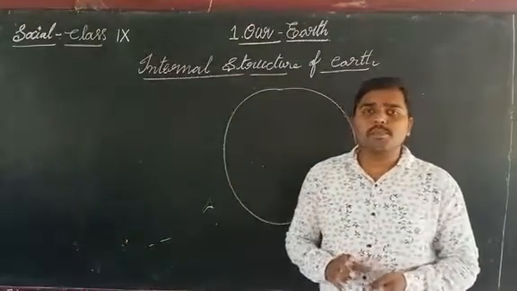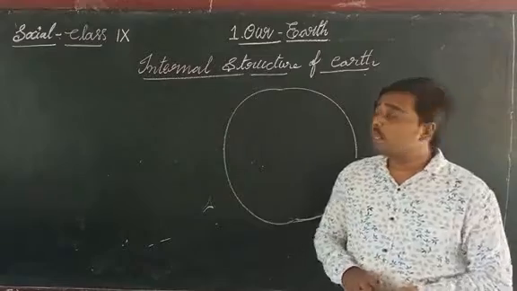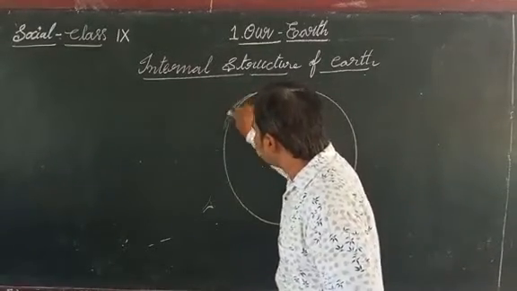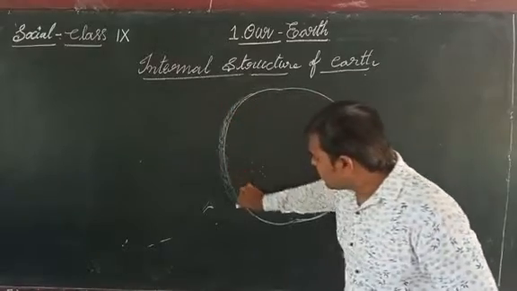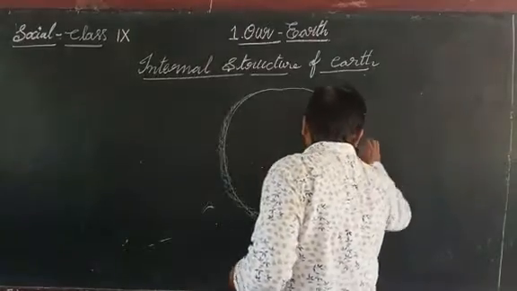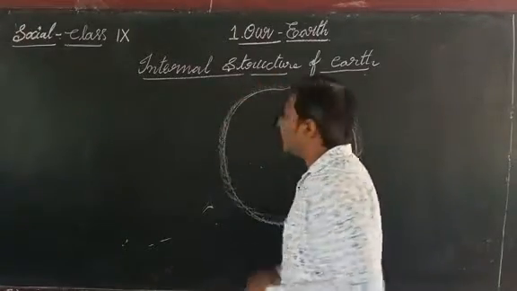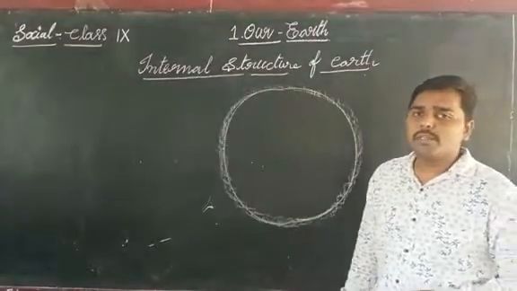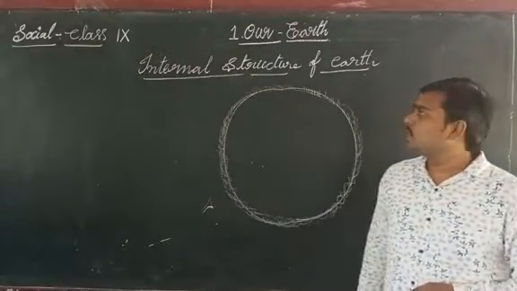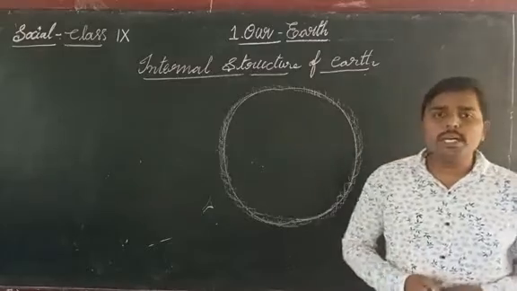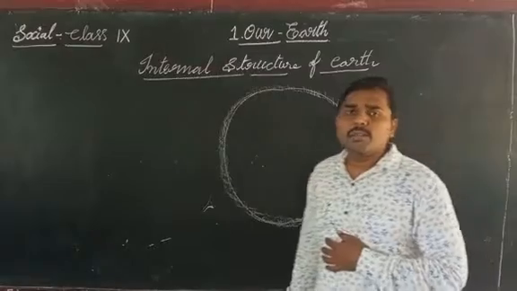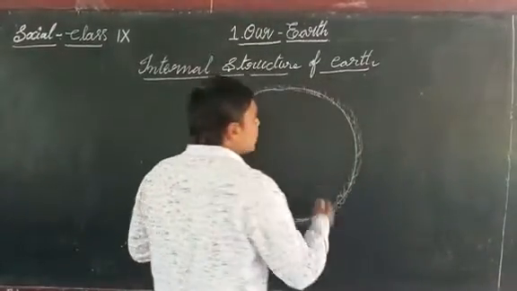Like that process, the formation of the upper layer on the Earth is like the boiling milk. In the previous class, we have discussed this. And coming to the internal structure of Earth, okay, the internal structure.